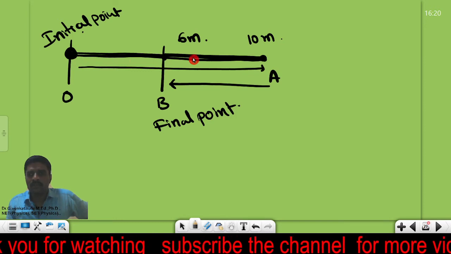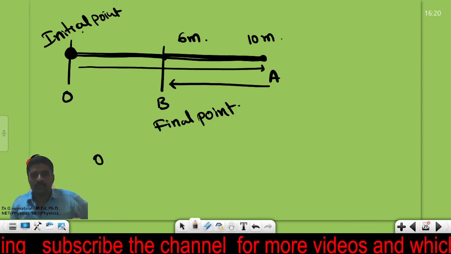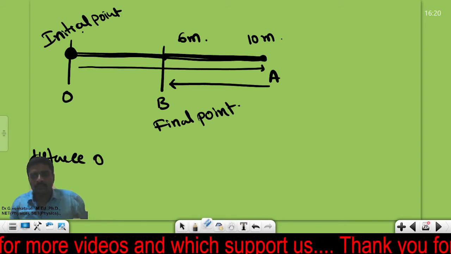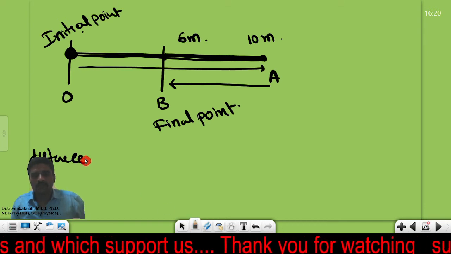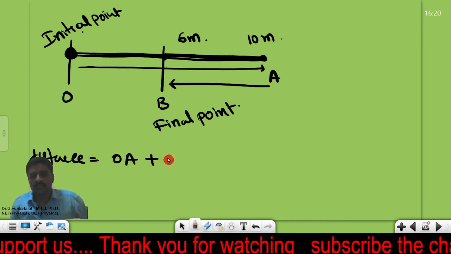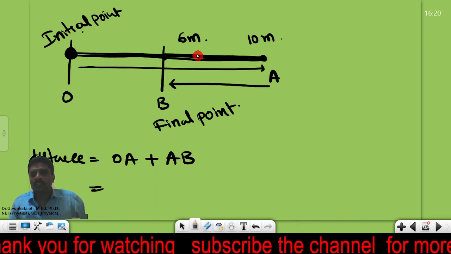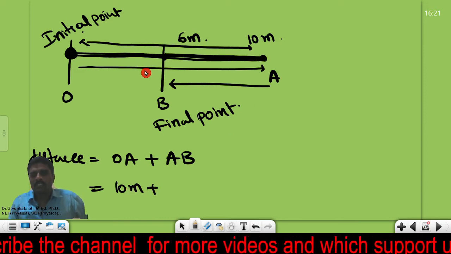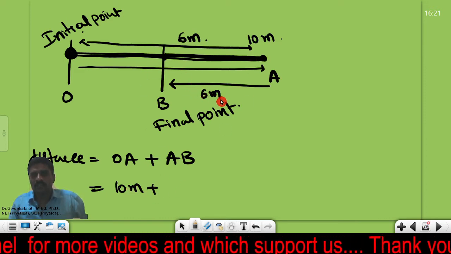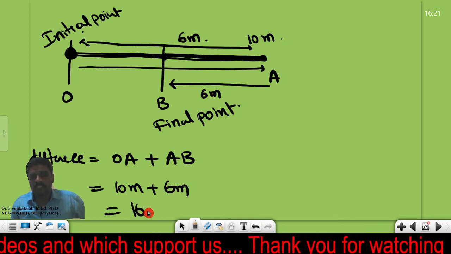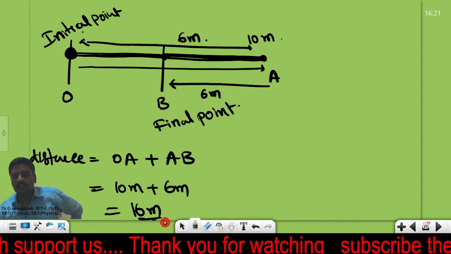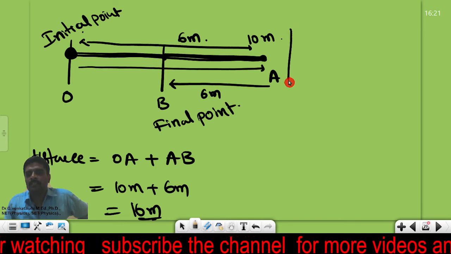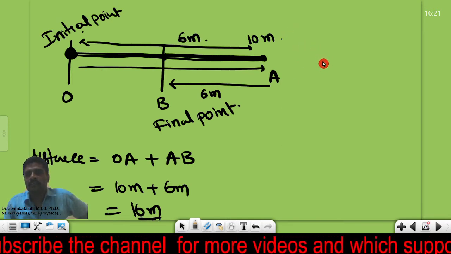Distance is equal to OA plus AB. OA is a total distance of 10 meters, as I already told you. AB is 6 meters. Then 16 meters of distance is covered. The length of the distance is equal to 16 meters. But let me take what is the displacement of this object.